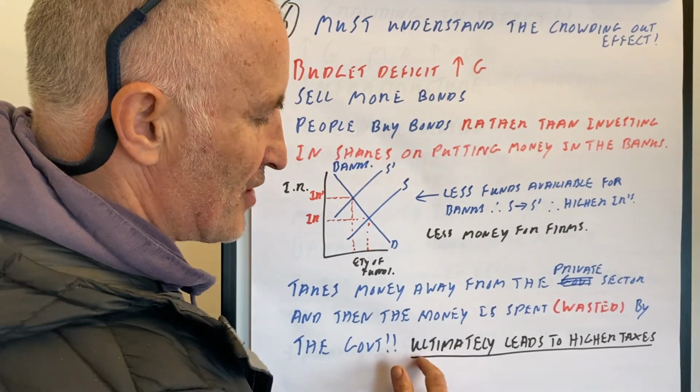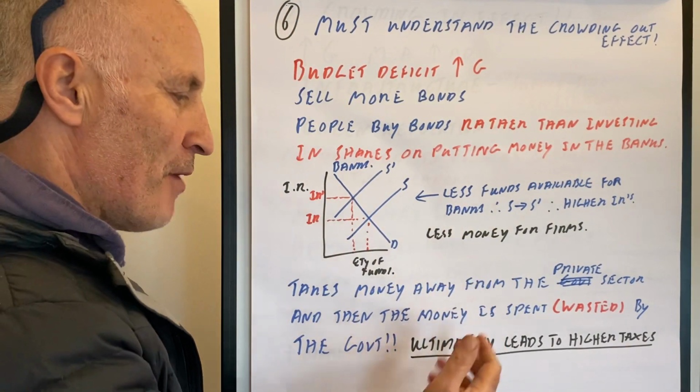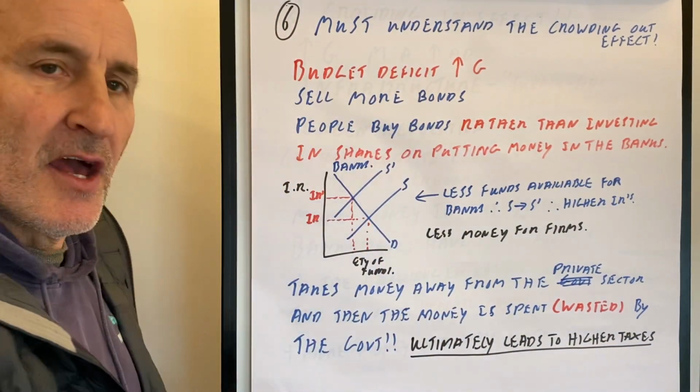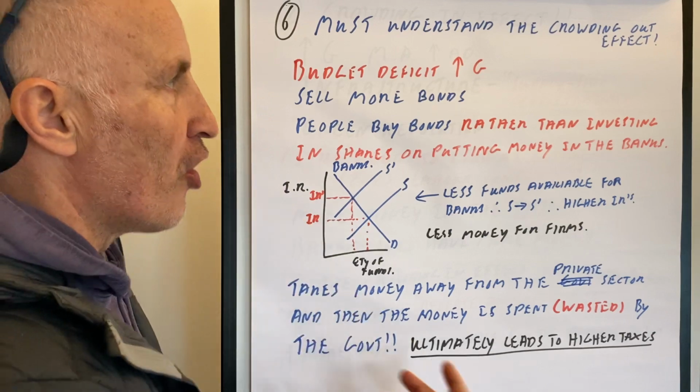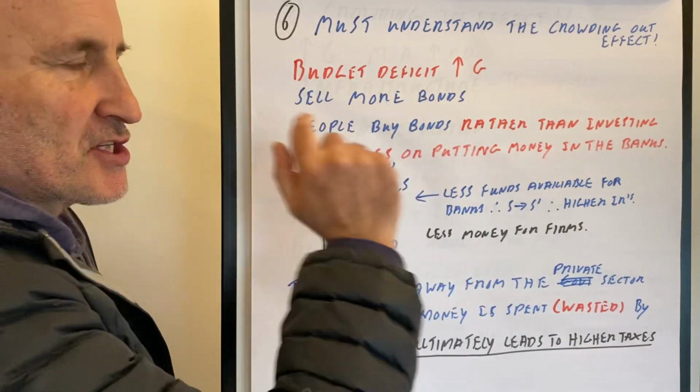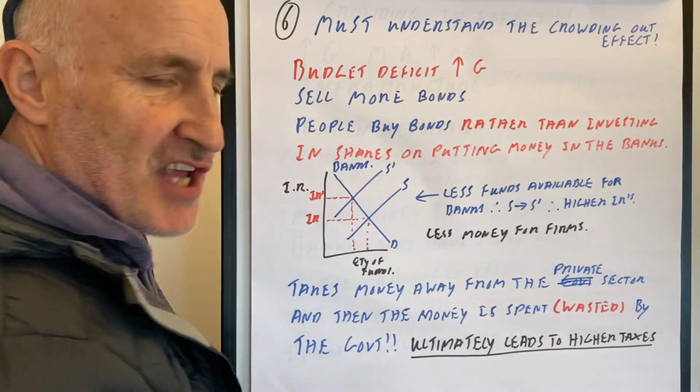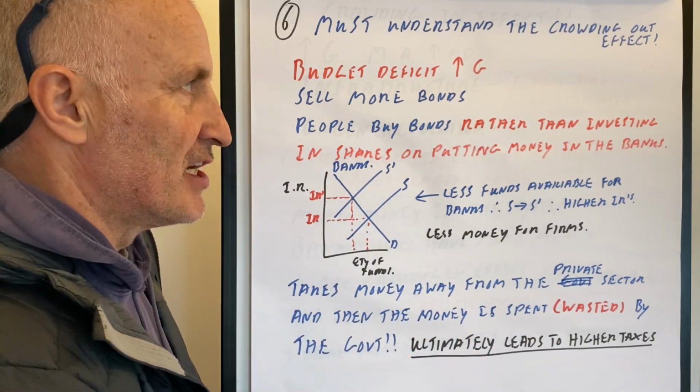So, and this is ultimately, if we do spend more money, this will lead to higher taxes. So these are the reasons why the free market people do not like the idea of the government spending more money. Because, number one, it takes money away from the private sector, and number two, it will eventually lead to higher taxes.